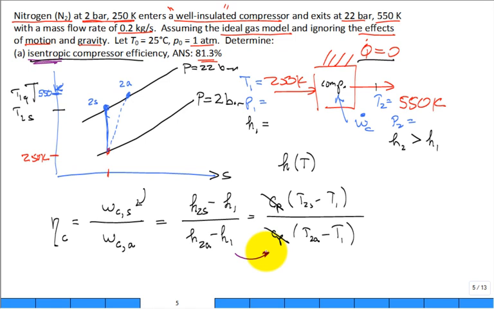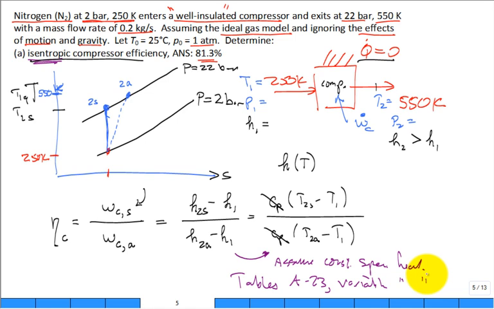Let's not use that assumption. This would be assume constant specific heats. But let's work with the tables. And we're going to need table A23, which accounts for variable specific heat. Variable specific heat meaning temperature dependent specific heats. Okay, so if I look at this equation, I want you to go into that table A23. So we're not going to use this approximation, although a lot of problems will say assume constant specific heats, and that's the route you would take. But here we're going to stop right there.